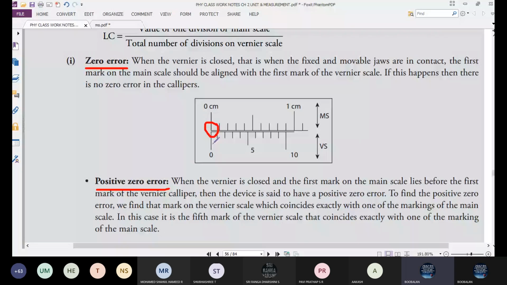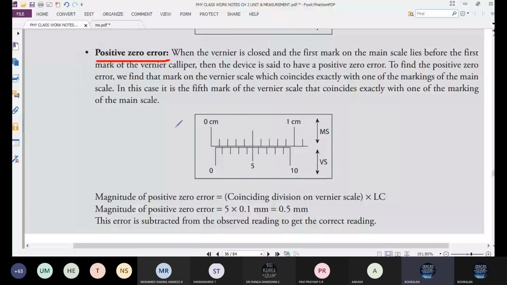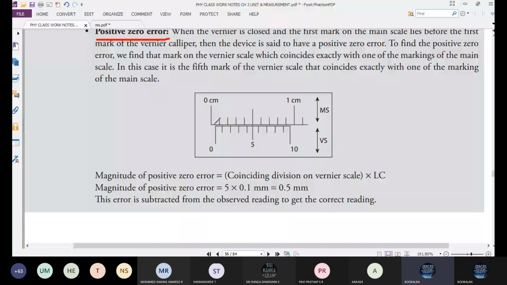Positive error means the main scale is inside and the Vernier scale will come out. See, this is 1, which means 0.5. One small portion is inside. It is a positive error. So negative error means the opposite.